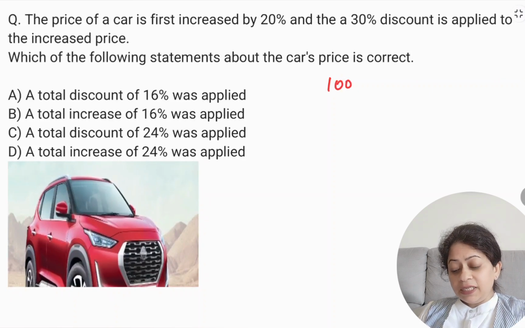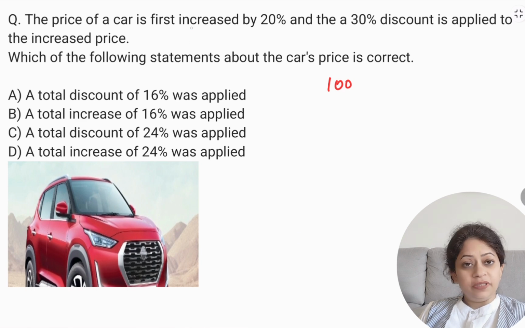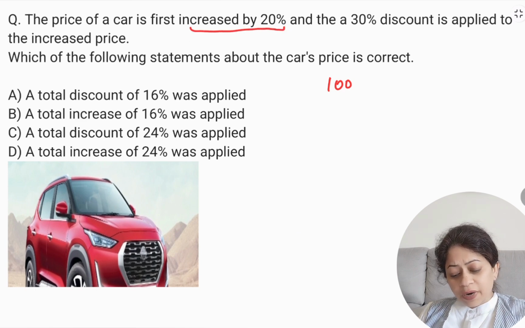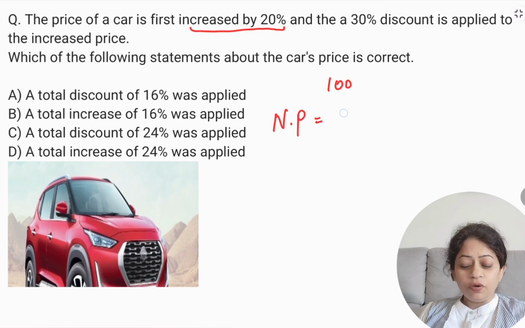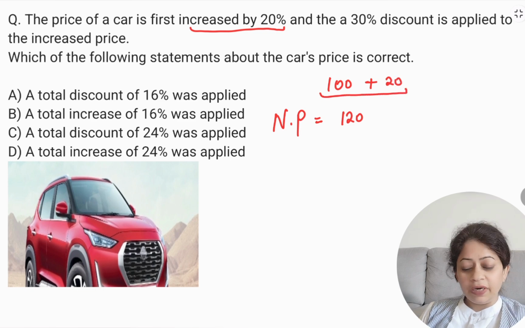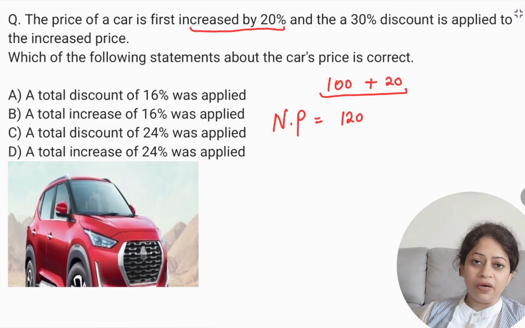Then they say the price was increased by 20%. So what is the new price now? Now tell me the new price. It will be 120 because the original price was 100 and it was increased by 20%. That means it was increased by 20, right? 20% of 100 is 20 only. That is why I took 100, right? So the new price is 120.